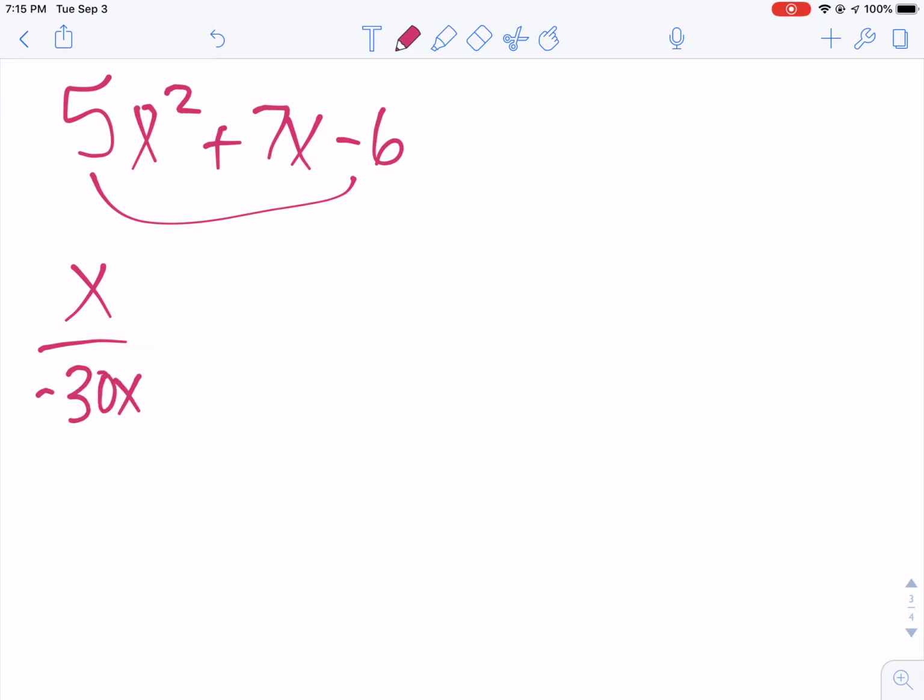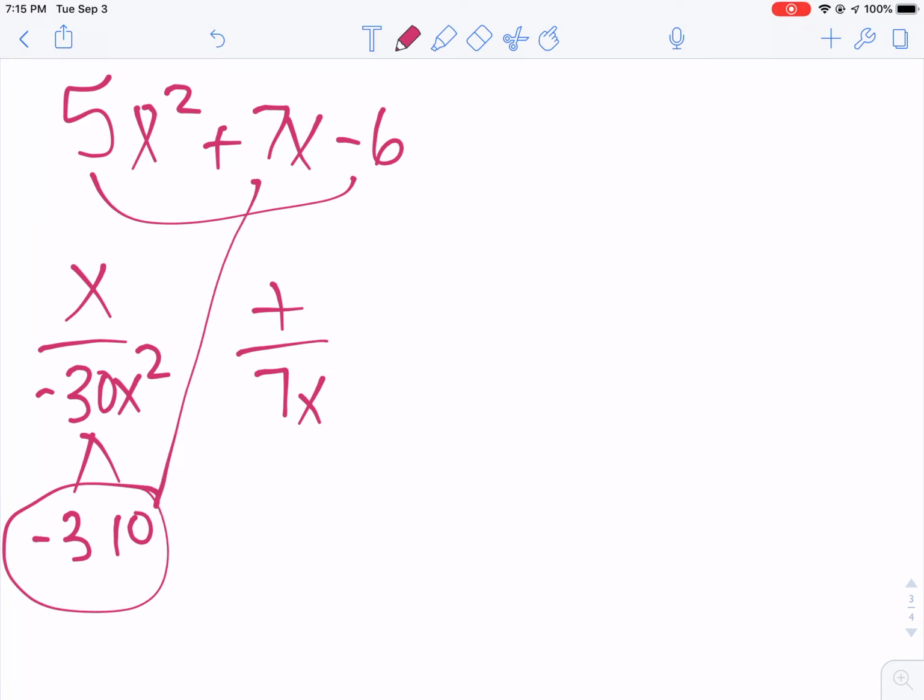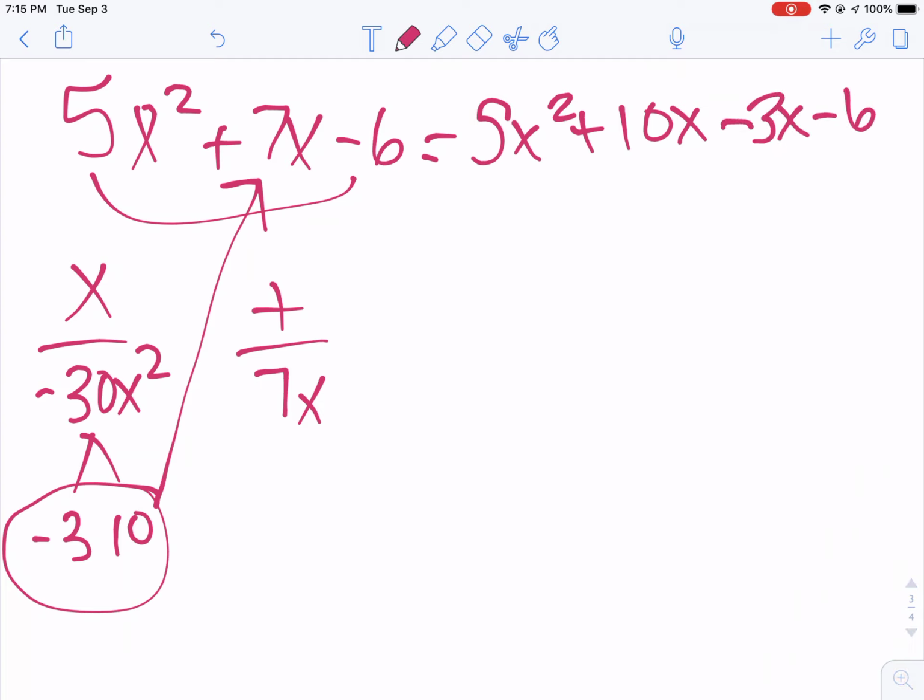Using the same example, we're going to do the AC method, or grouping. So you're going to multiply a times c, which is negative 30x squared. So I want to find two things that multiply to that, but add to 7x. As we found before, it's going to be negative 3 and 10, because it's the same example. So we're going to replace that middle term with them. So this becomes 5x squared plus 10x minus 3x minus 6.